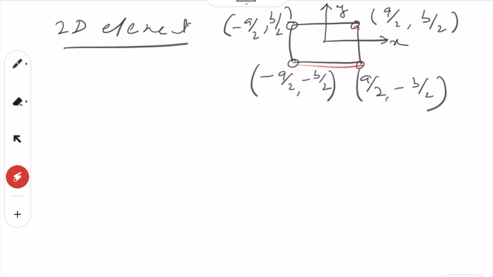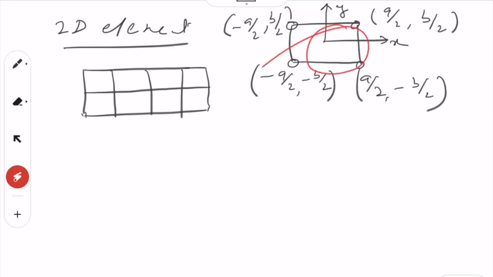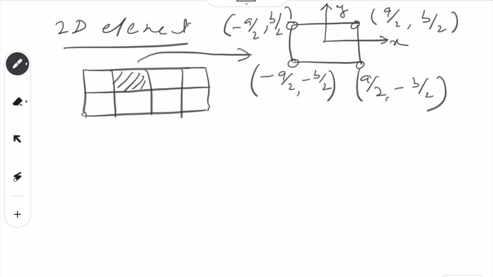So, these are the 4 corners, and the problem could be something like, let us say you want to solve a problem like this, the big problem, and then you can divide into elements, something like this, and then you can solve. So, basically the idea is that we are taking one of these elements, and one of these looks like this one.